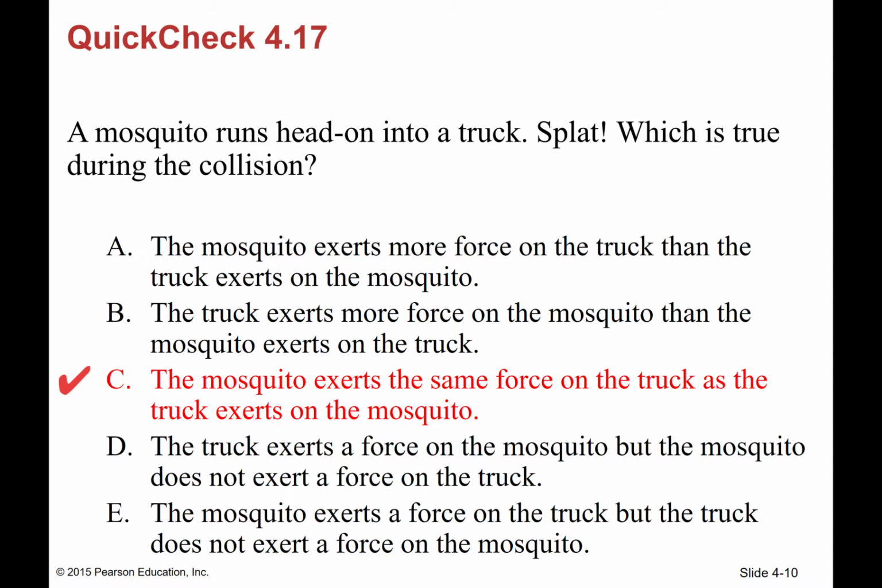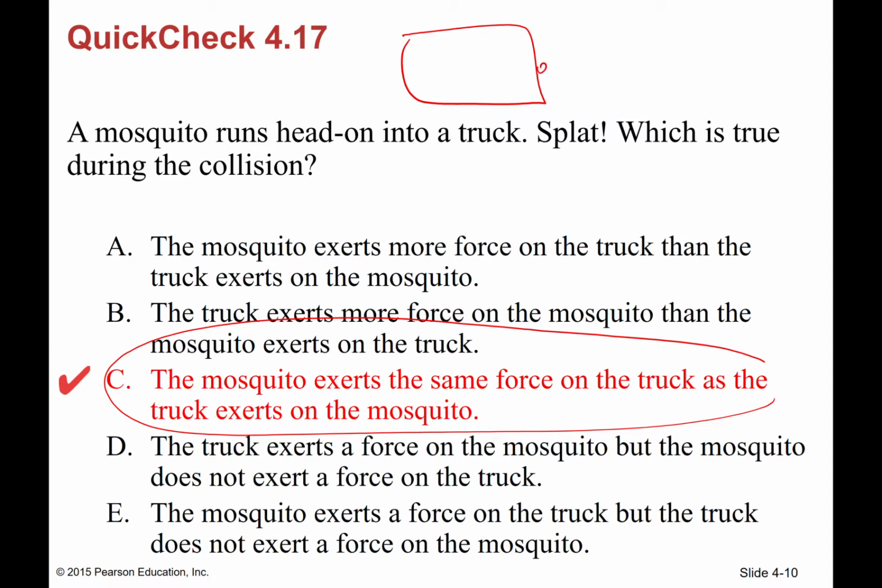So if you look at these possible answers, you'll figure out that this is the right answer, because this is the truck here, that's the mosquito, so there is a force from the truck on the mosquito, and there is a reaction on the truck from the mosquito, and these two forces, by Newton's third law, are equal and opposite. So they are an action-reaction pair.